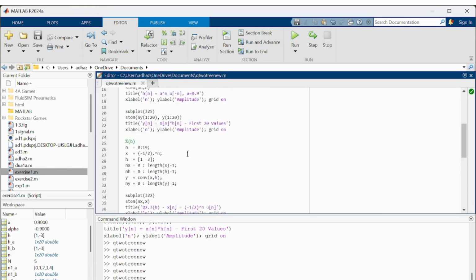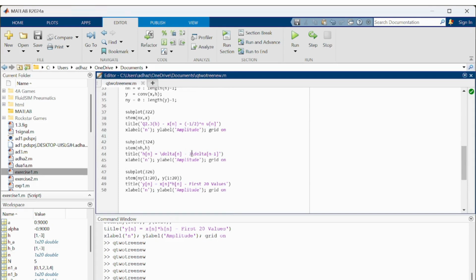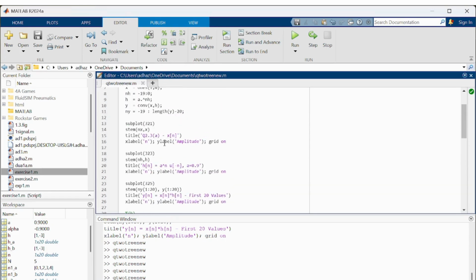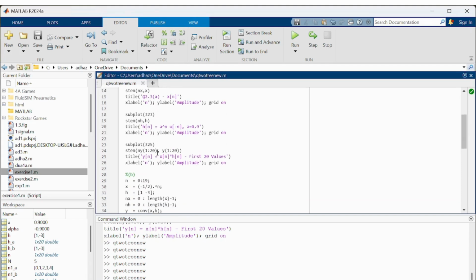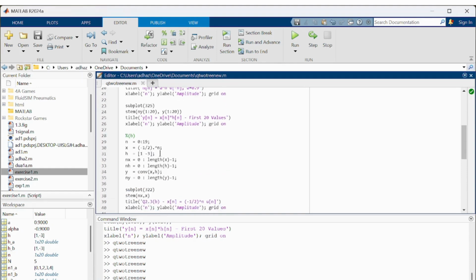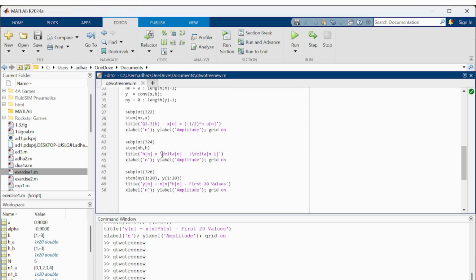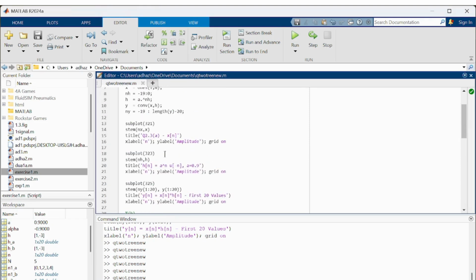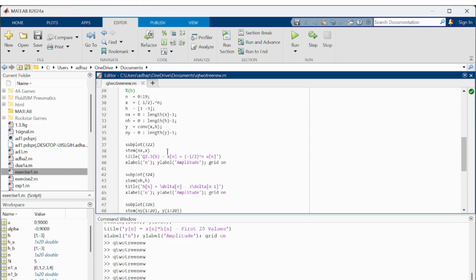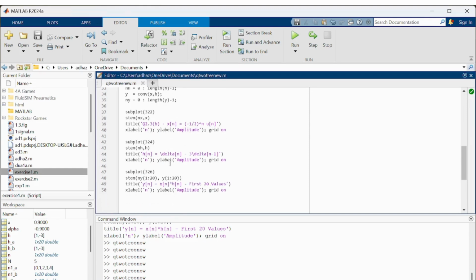For the plotting section, we put both part A and part B in one figure, using subplot 321 for part A Sn, 322 for part B Sn, 323 for Hn part A, 324 for Hn part B, 325 for Yn part A, and 326 for Yn part B. Okay, now we run the code.